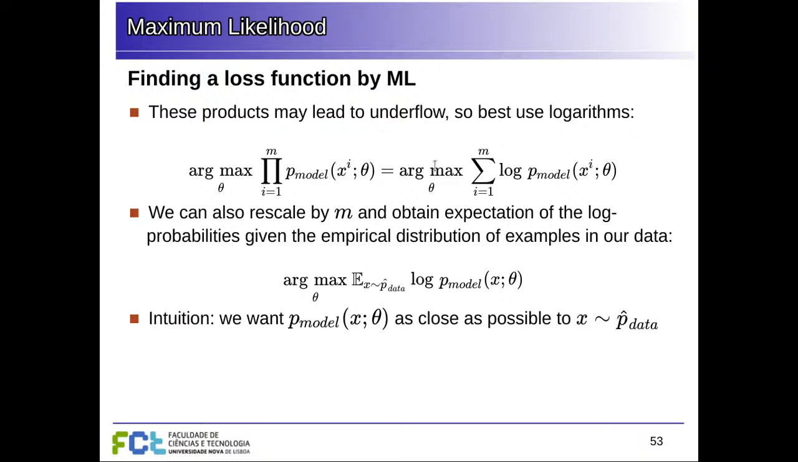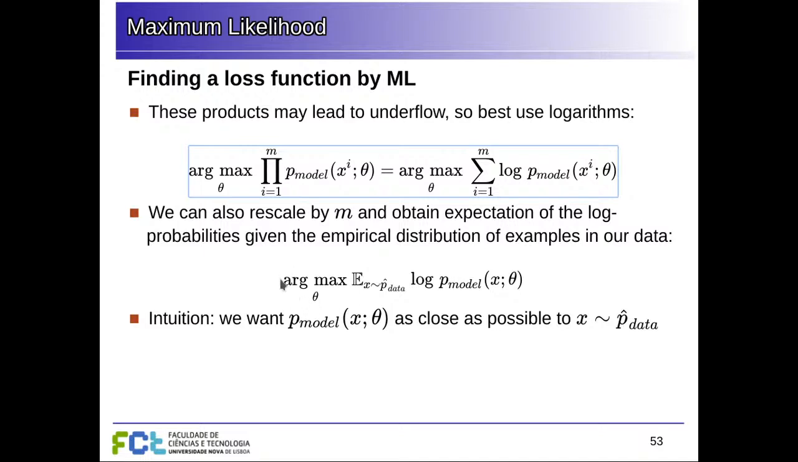So because of the problems of underflow and so on, we can simplify this, and we can convert this expression. Instead of maximizing the product of all these probabilities, we maximize the sum of the logarithms. So this is the same thing we saw before, and this is a standard approach here. And we can also rescale this. So instead of considering the sum of the logarithm of the probabilities for all our training data, we can consider the average. We just divide this by the number of points.